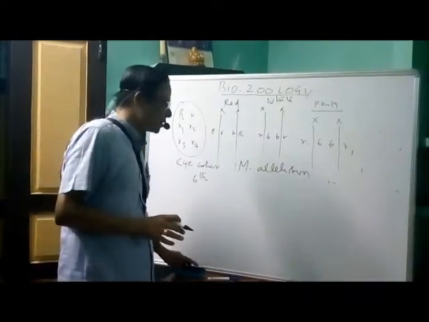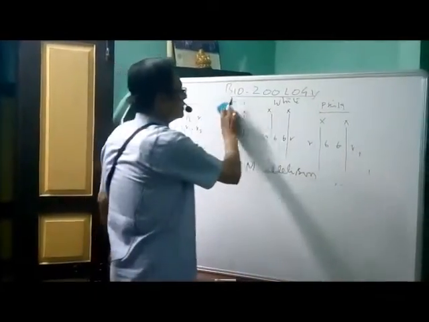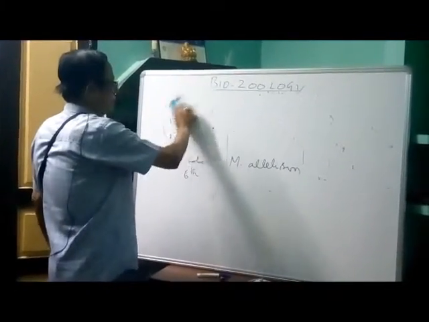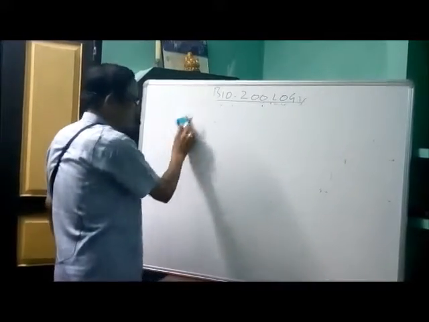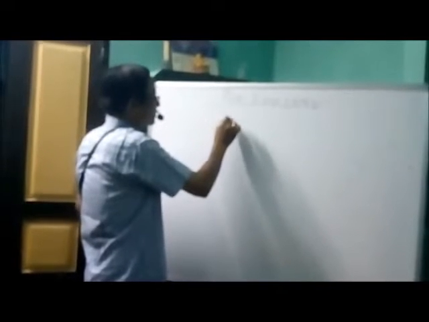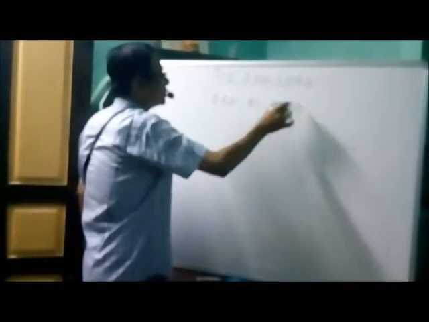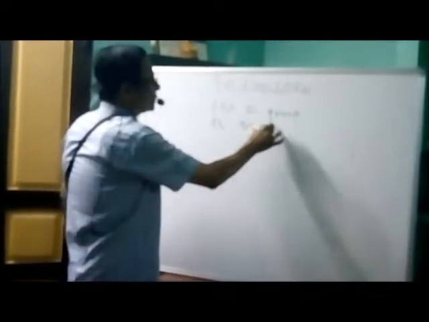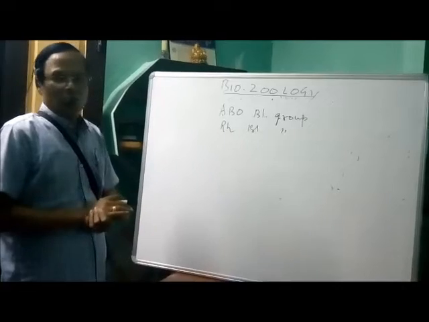Now this example is not in our syllabus, but for understanding I am giving that one. The examples given in our syllabus for multiple allelism are the ABO blood group and also the Rh blood group. These two are the examples for multiple allelism. Now let's go to the ABO blood groups.